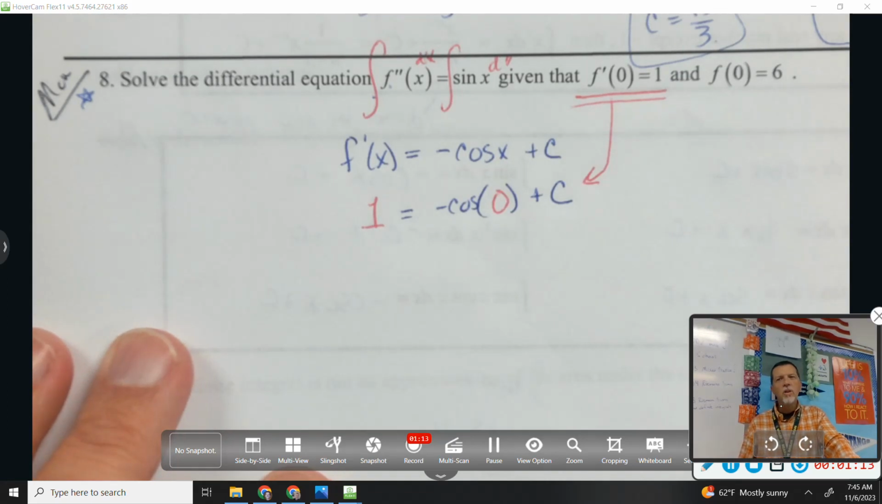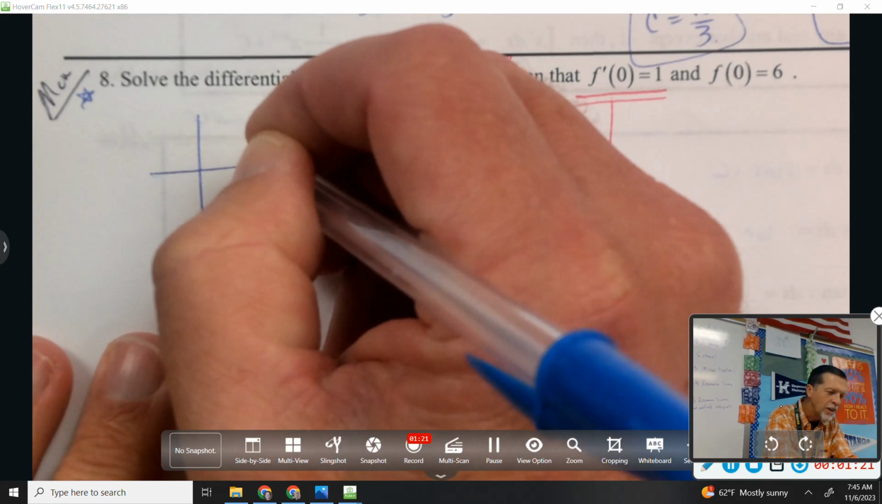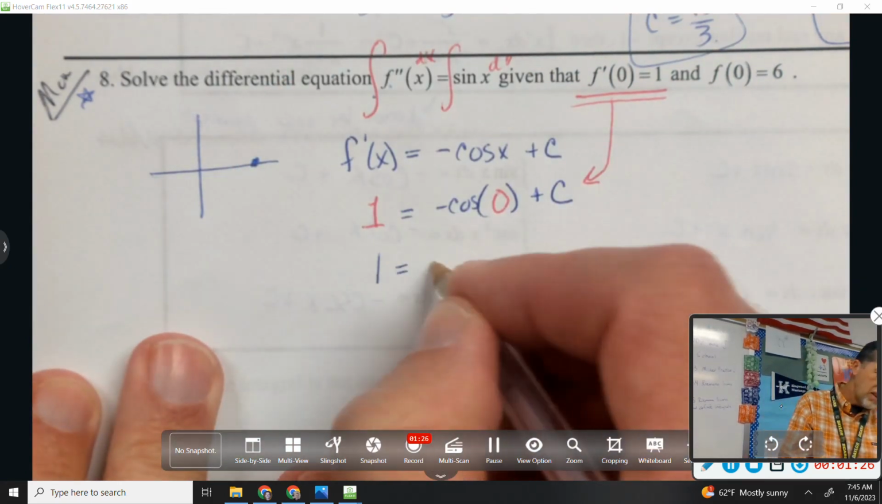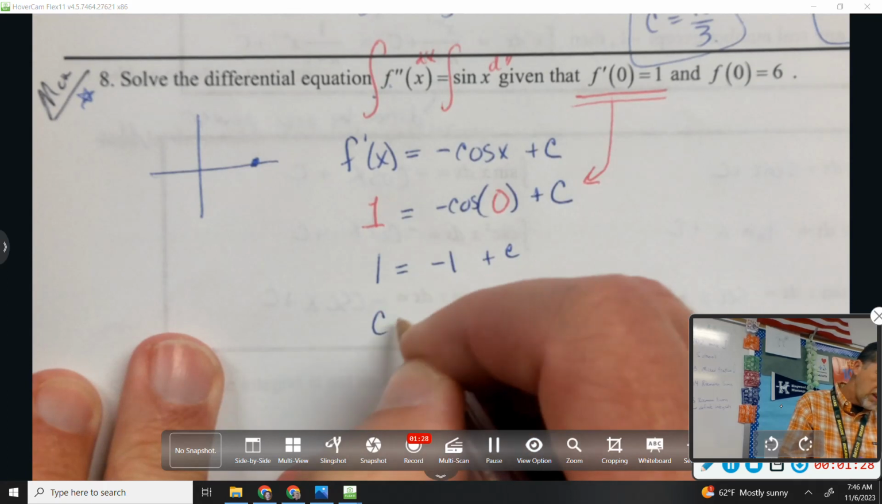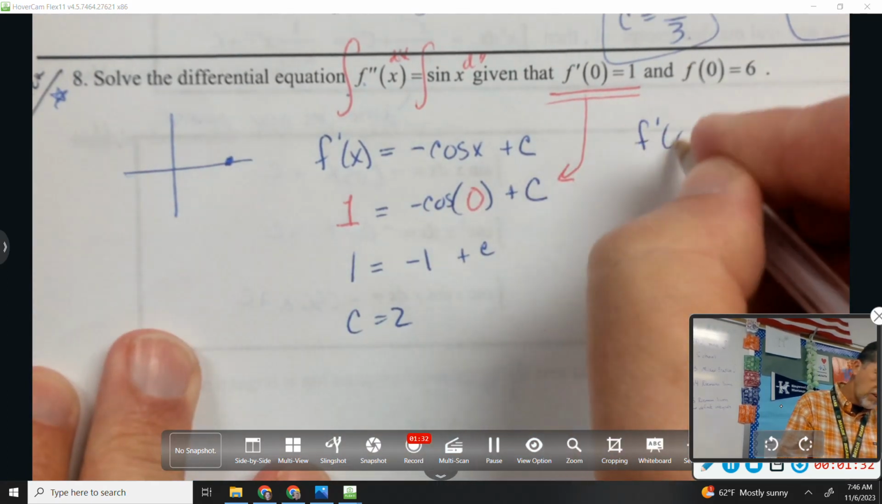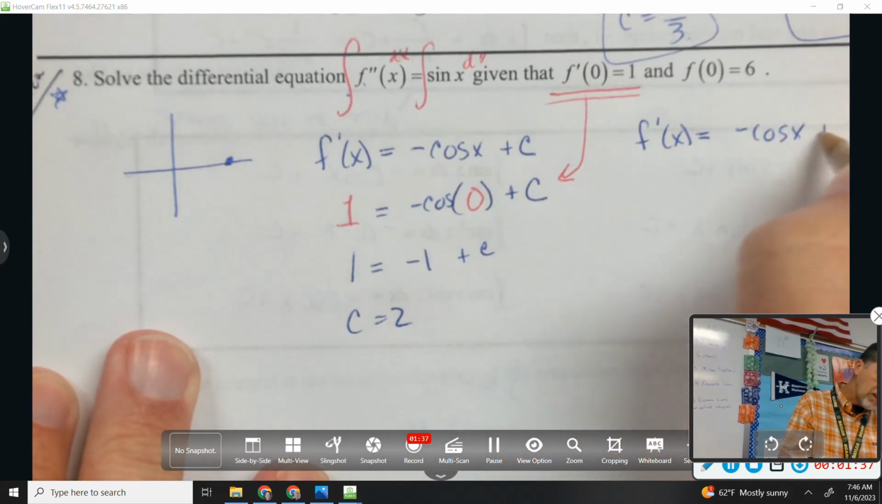Cosine of 0. That's another one where people get going quick and they just say, oh, you evaluate anything at 0 and you get 0. You're like, no, you don't. What's the cosine of 0? 1. So c equals 2. Alright, so f prime of x is negative cosine of x plus 2.